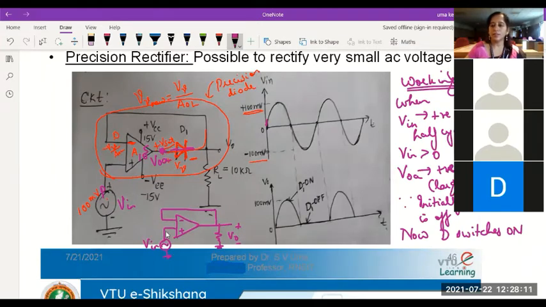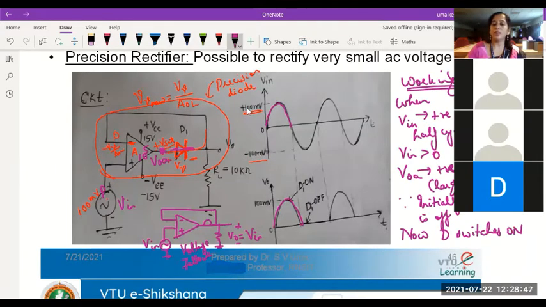This is the circuit of a voltage follower. Now when this diode is in conducting mode, it acts like a closed switch, and the circuit looks like that of a voltage follower, allowing the output voltage to follow the input voltage. Whatever input voltage we have given here, you can see the output voltage will follow it.